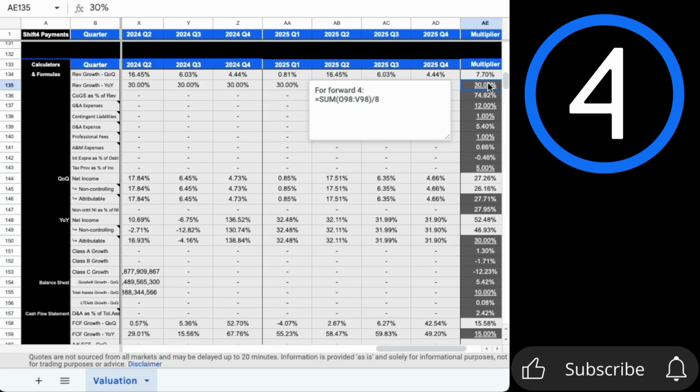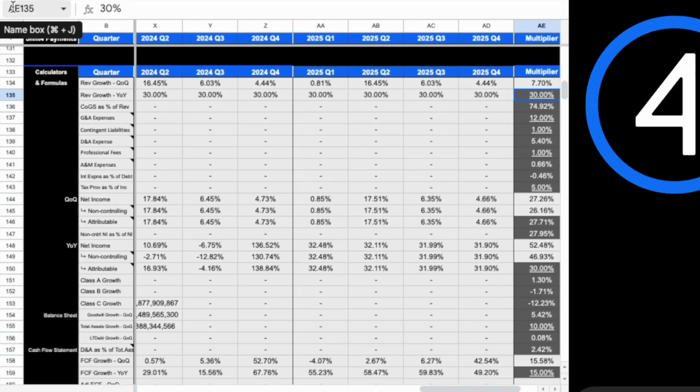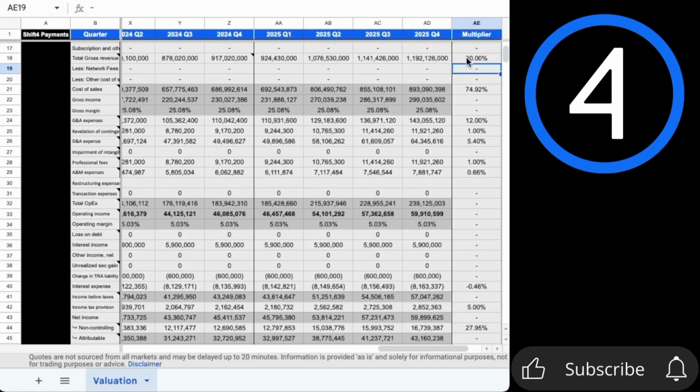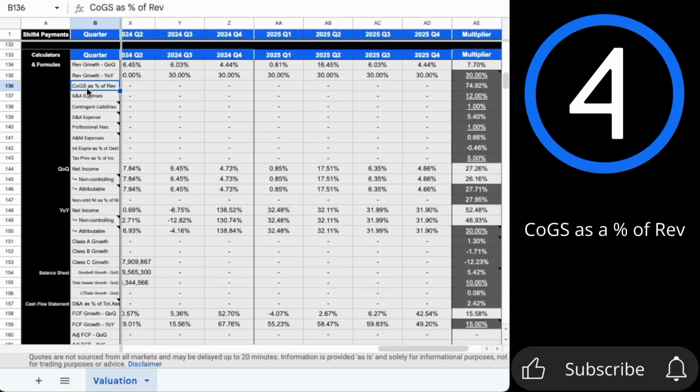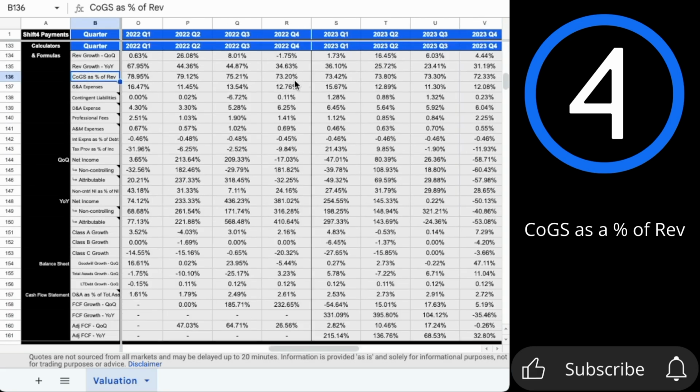For this example, you'll notice that this number right here, cell AE135, is being referenced up here in the multiplier column for the total gross revenue for Shift4. Scrolling back down to the bottom, the next number that we'll look at is the cost of goods sold as a percentage of revenue. If we look at the past examples that we do have available, you'll notice that these cells are taking the cost of goods sold, dividing it by the revenue.